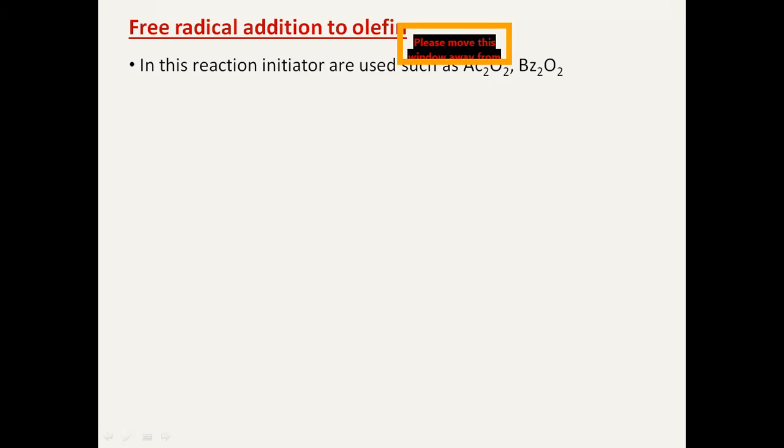So here, this Ac2O2 means, and what is the meaning of this Bz2O2? This is an acyl peroxide or benzoyl peroxide. How to draw the structure? You should know this.